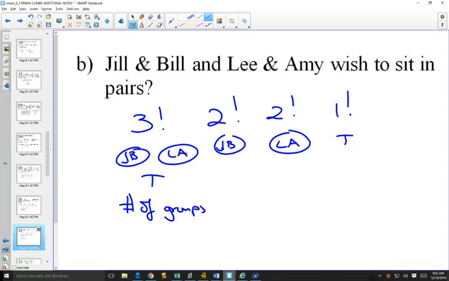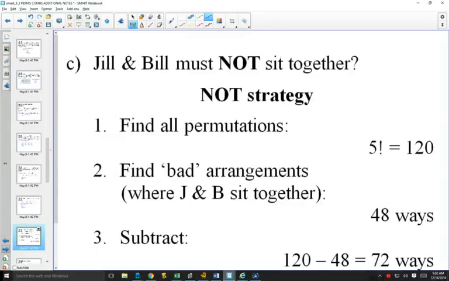Okay. Part C. Now in part C, we're just wanting to make sure that Jill and Bill don't sit together. I don't know why these 5 friends still come back to the park bench, but they do. But now Jill and Bill must not sit together. We're not worried about Lee and Amy. They're sort of on again, off again. They can sit together or not. In this question, we're just concerned that Jill and Bill don't sit together.